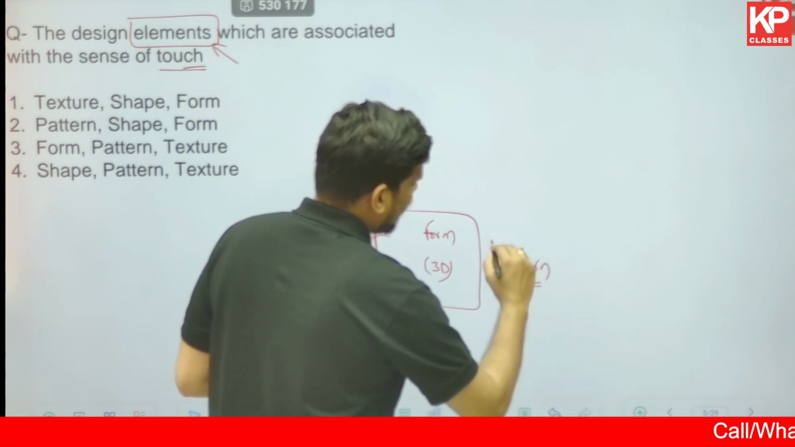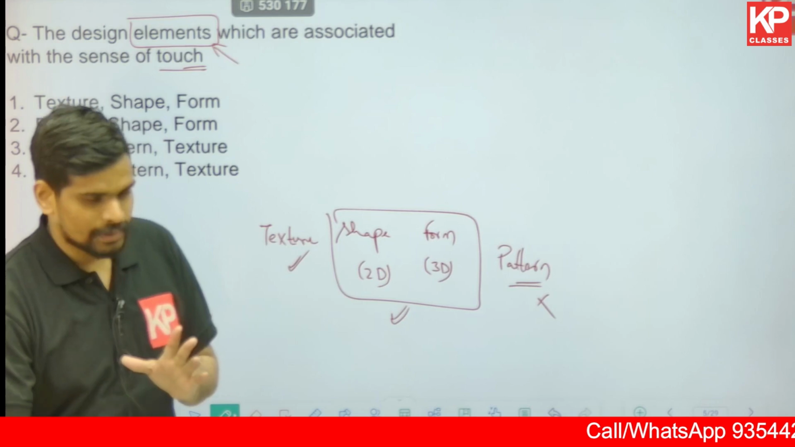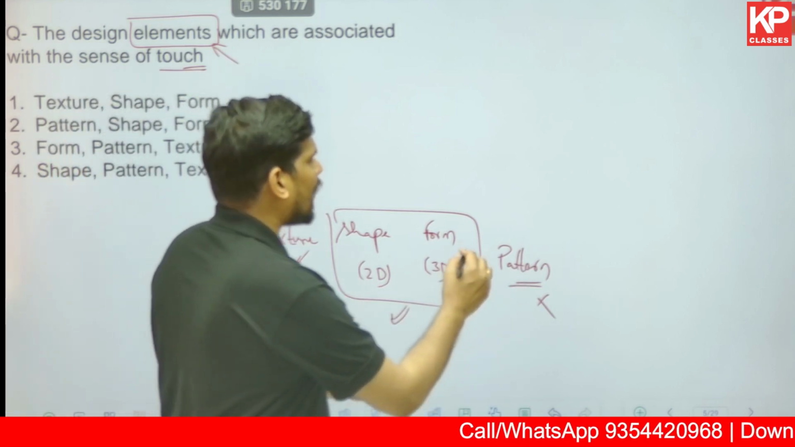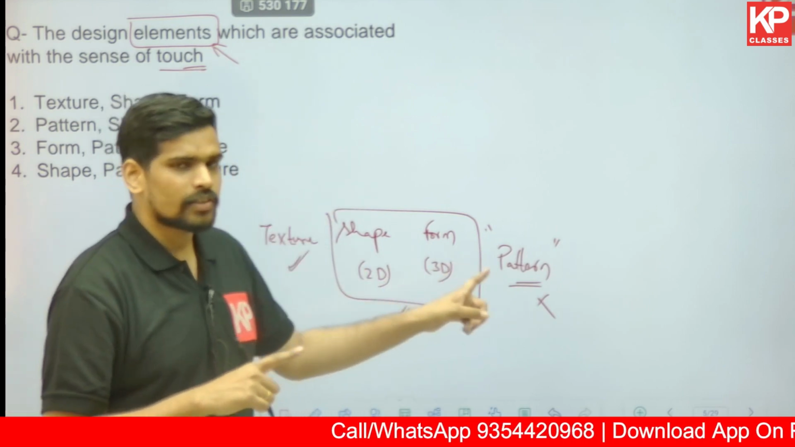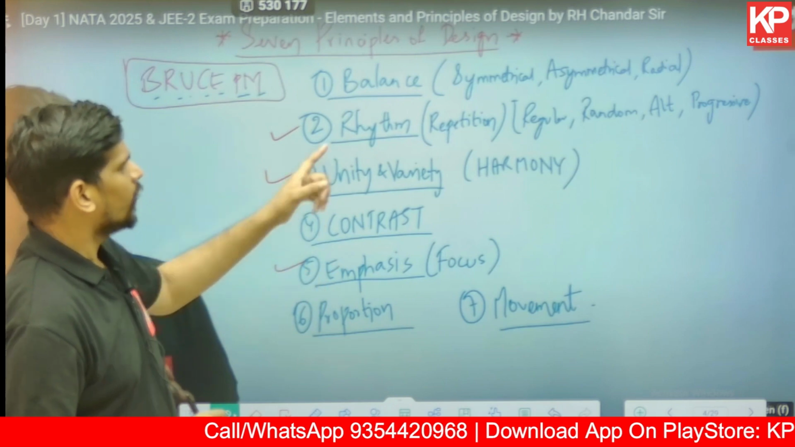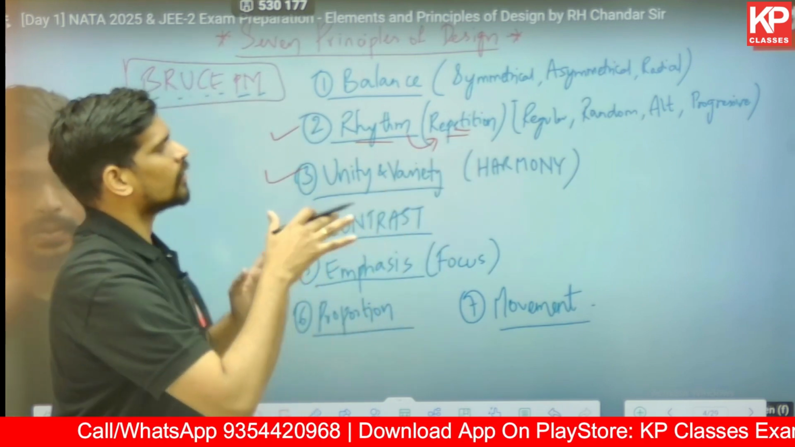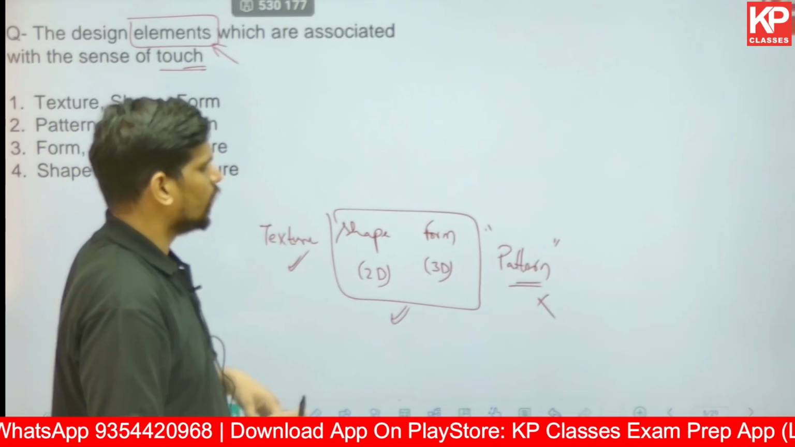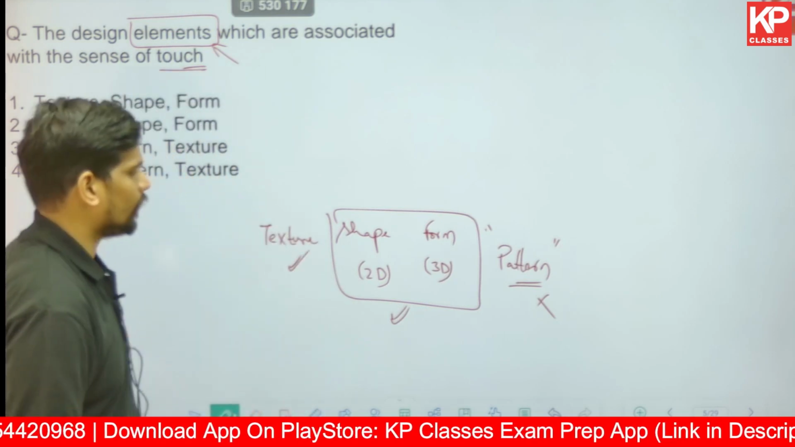Firstly, pattern is not an element of design at all. There are again 6 basic elements of design. You can check out the lecture to know in detail. But pattern is something which is associated with the principles of design, not with elements of design. In the list of principles of design you have rhythm, right? Rhythm is also referred to as repetition. Pattern is associated with the principle of design of repetition. So pattern, repetition, rhythm are similar, not exactly the same, but associated with one another.